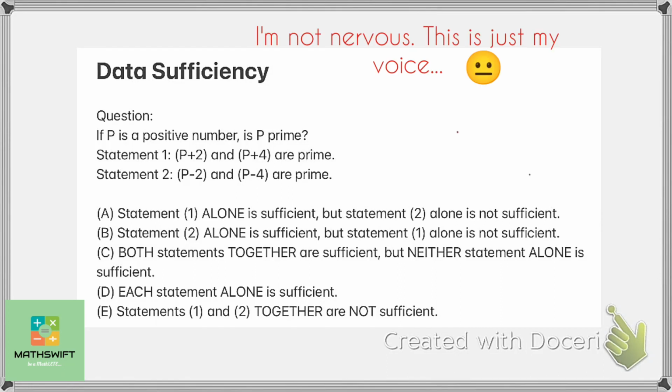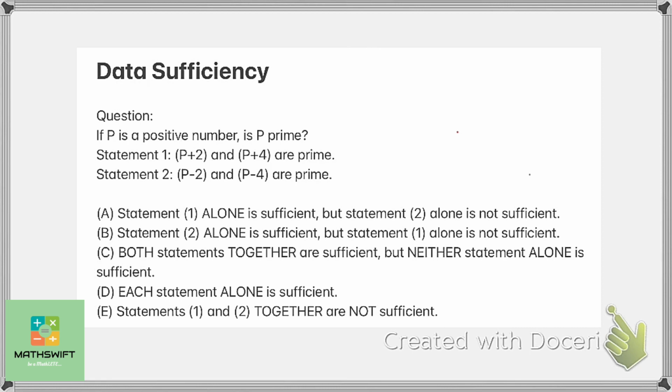In this video, we'll be looking at an amazing data sufficiency question that says P is a positive number and we need to determine if P is prime. Now, before we really dive into the question, we should know a few things about prime numbers.